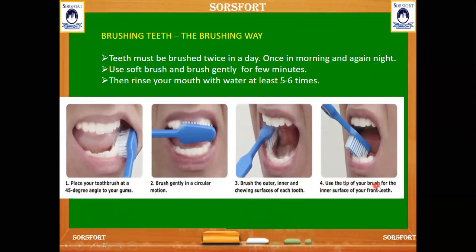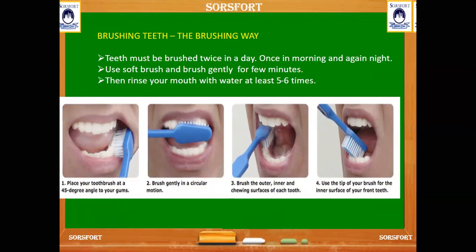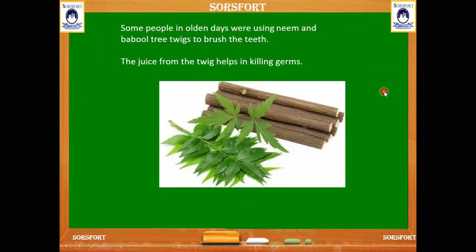And here's the tip to brush the inner surface. We should use the tip of the brush and brush on the upper part also. We can use the tip of the brush, and in between the teeth we can brush up and down so that the food which gets stuck on the tooth is removed. These are the ways in which we can keep our teeth healthy.